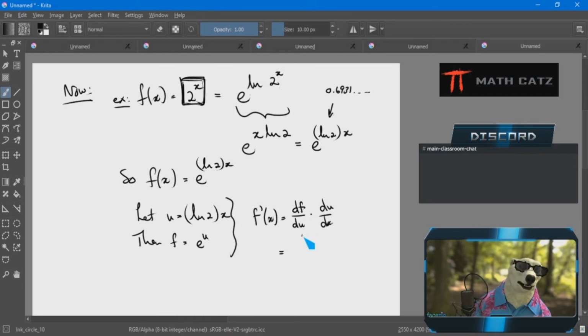Derivative of f with respect to u. It's e to the u. It's a natural exponential function. Derivative of u with respect to x. See it for what it is. It's a number times x. So it's the number.